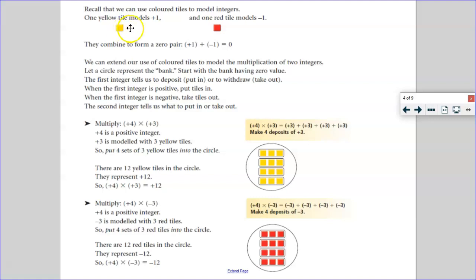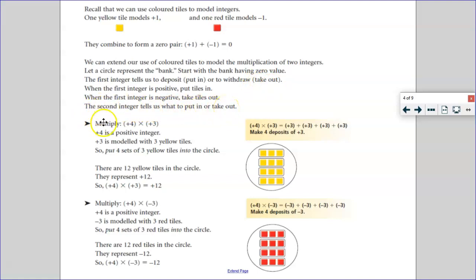So we have our positive and our negative tile models. We know they zero off, so we're going to use these to show a model for multiplication of two integers. We're going to have a circle here. We're going to call that the bank. We'll start with the bank having 0 value, nothing in it. The first integer tells us to deposit, put in, or to withdraw, take out. So if it's positive, you put in. If it's negative, you take it out. The second integer will tell us what to put in or take out.